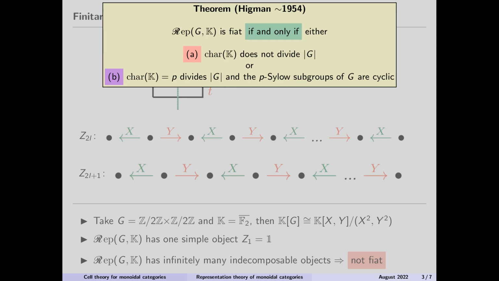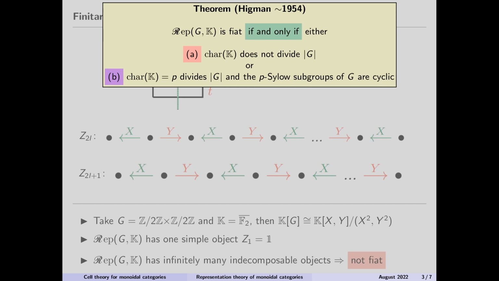So Hickman proves this. There are two cases. Okay, if the characteristic doesn't divide G, it's semi-simple. Simple equals integer possible. So we are happy. We always have finitely many simple integer possibles equal simples. The B case is more interesting. That's what I showed you.